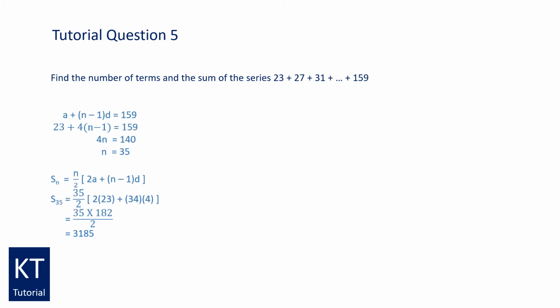Here we will leverage on the formula A plus the product of n minus 1 and D being equal to 159 to find its nth term. Then applying this nth term onto the formula of Sn.